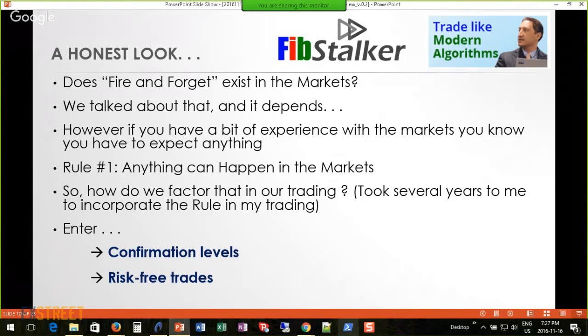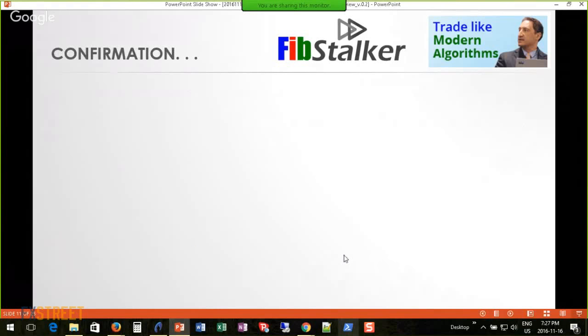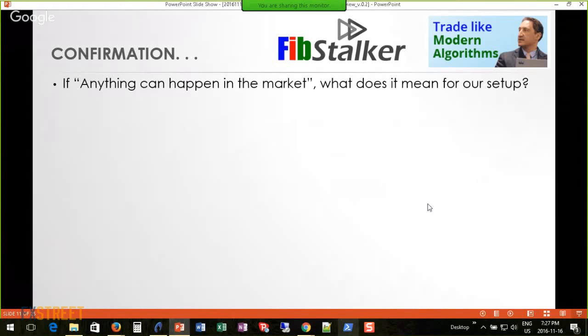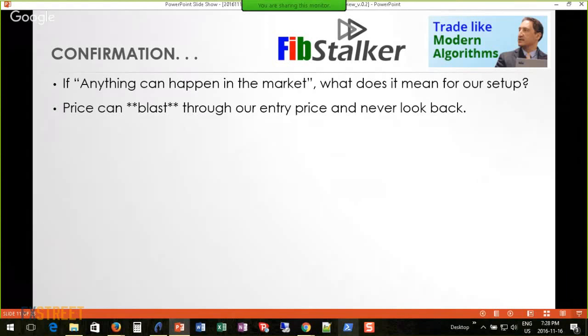You have to leave, at least in my style of trading, I leave the market all the room it needs to move. And risk-free trades are one of the devices I use for risk management, as well as to make sure that I stay the course, and most importantly, that new traders stay the course as well of a trade. Now, if anything can happen in the market, what does it mean for our setups?